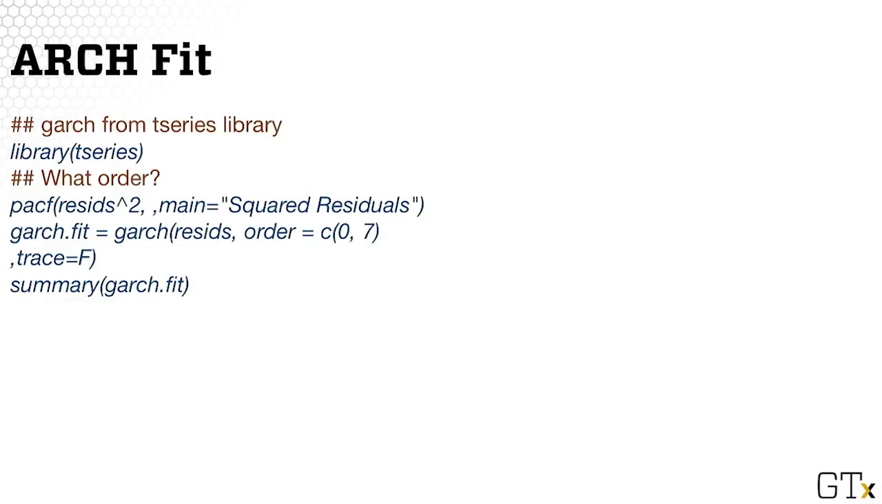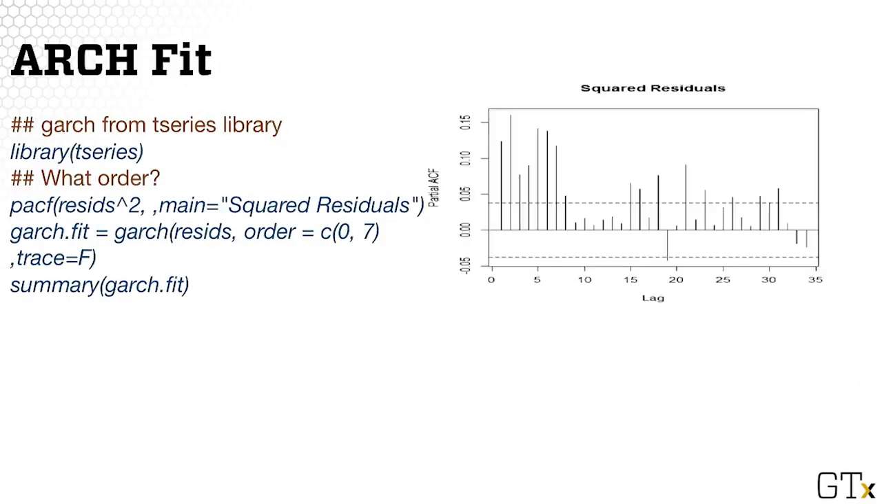Thus, in this example, I use the R command pacf with the input the squared residual process. And this is the PACF plot. From this plot, we see that the PACF is large for the first 7 orders, but decreases afterwards. However, there are still some large PACF values outside of the confidence band for large orders.